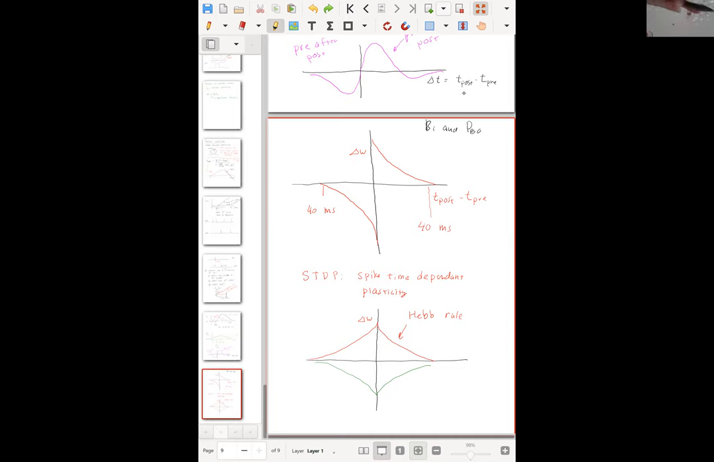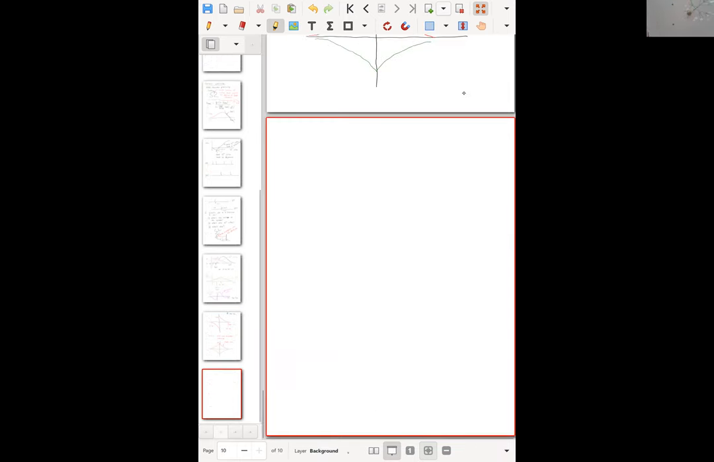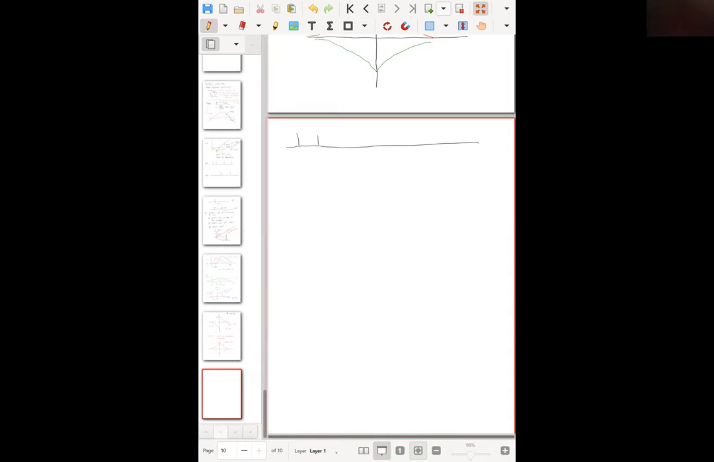Okay, so what we want to do now is look at the implications of this for weights. Basically, what we'd like to do is write down what we want. Instead of just considering a single pre and postsynaptic spike, we'll consider lots of spikes. So this is pre. Each of these we'll call tj, the time of the jth presynaptic spike. This is post, and these are our spike times, ti.